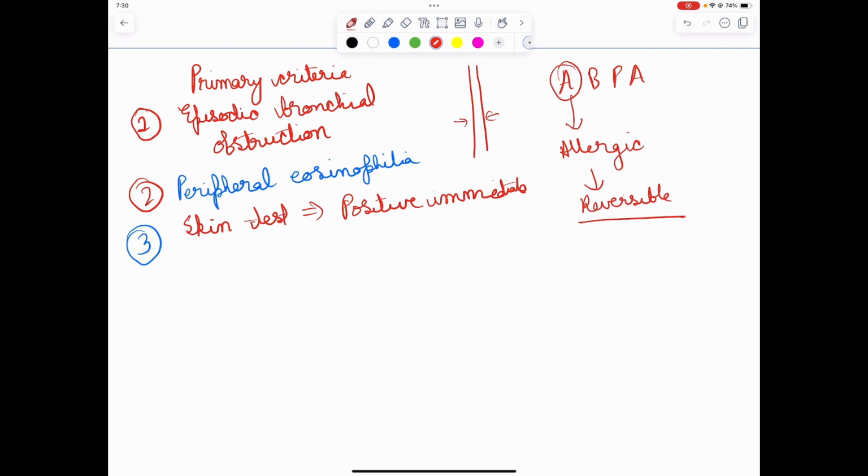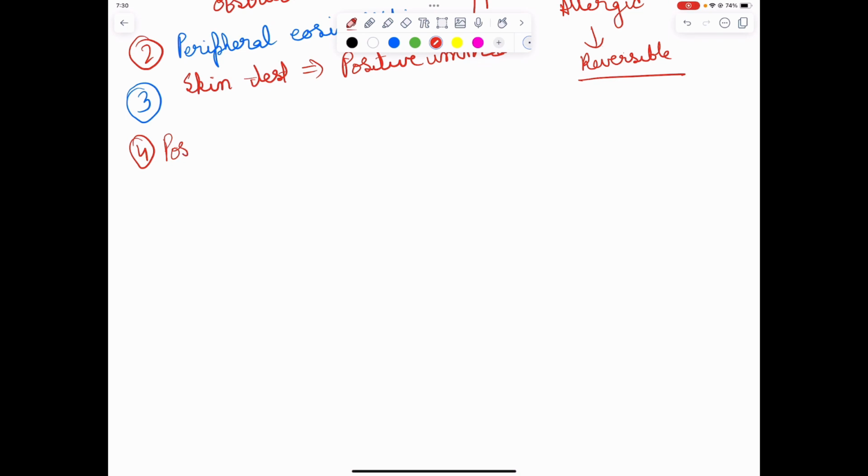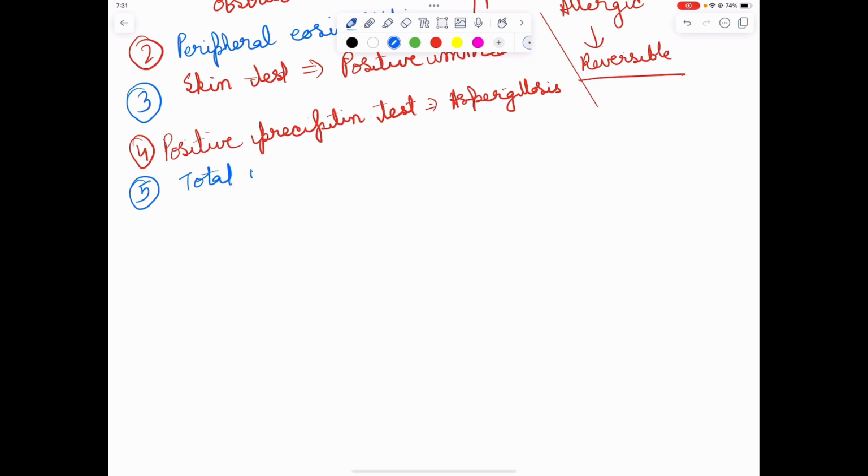Now after that, we have a positive precipitin test to aspergillosis. Now we will have a positive precipitin test in aspergillosis. Now there will be an increase in total serum immunoglobulin E.